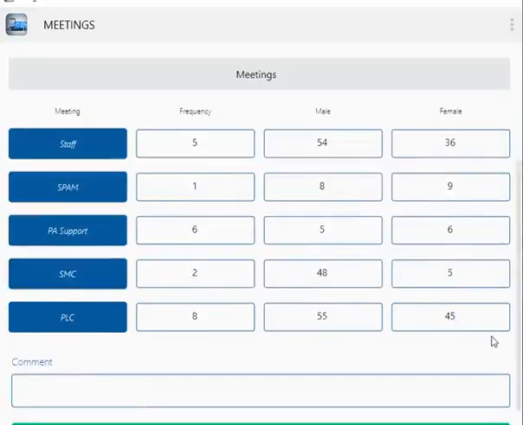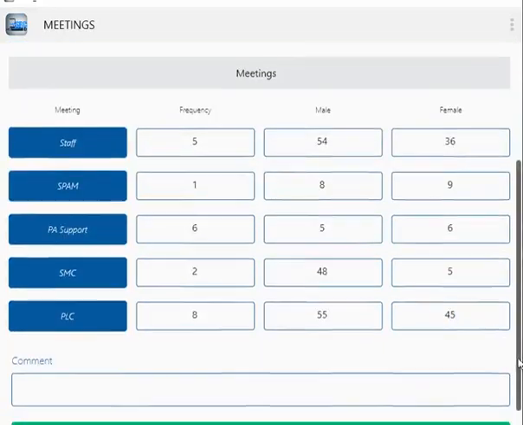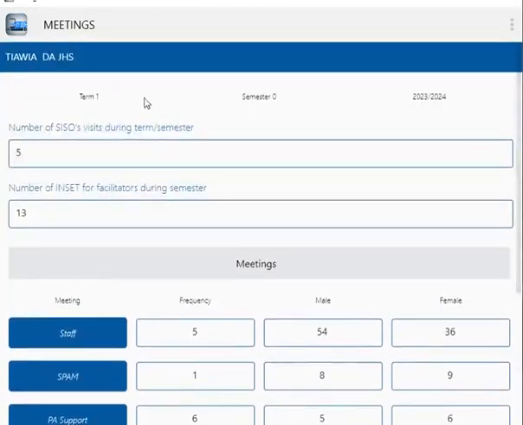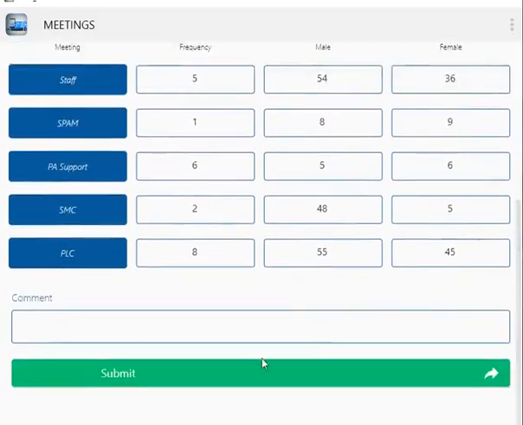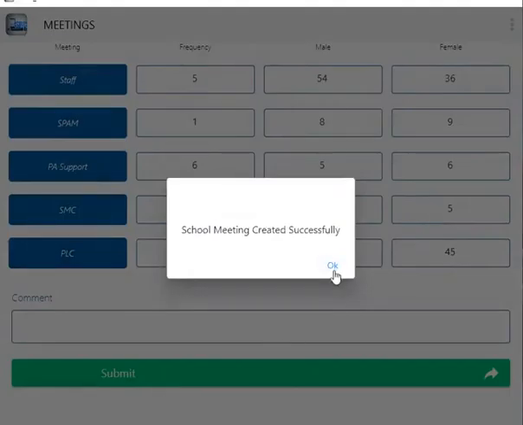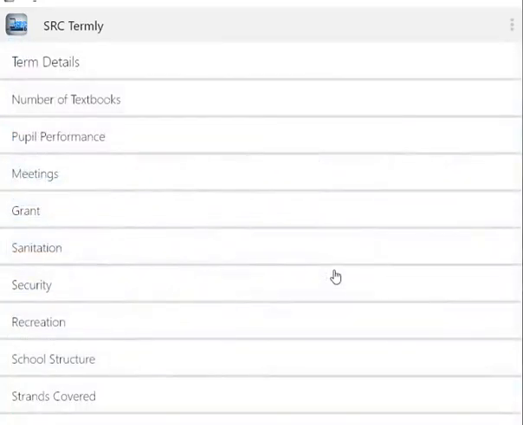So when you are done and you have any comment, you put it at the comment section. Remember, I always say that remember this term and the academic year. So when all the entries are in, you click on submit. School meeting created successfully. Good. So you are done with school meeting, then you proceed to grant.